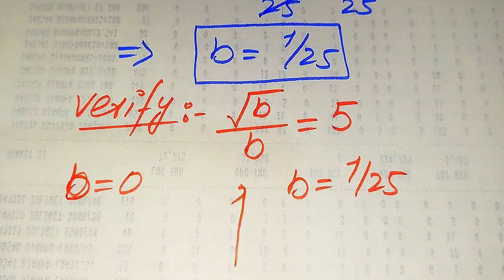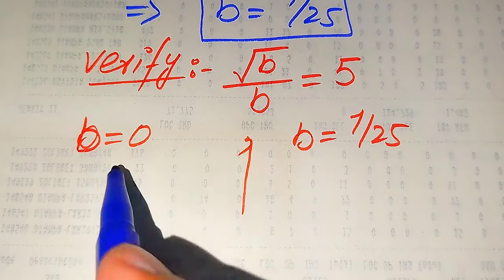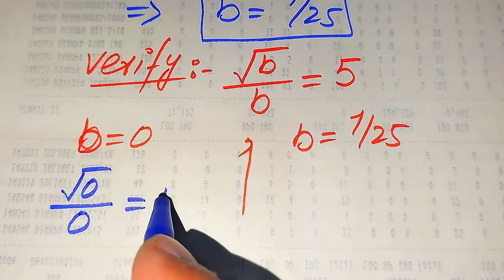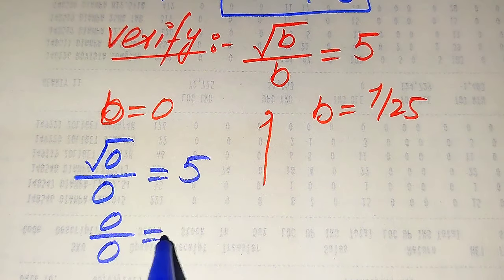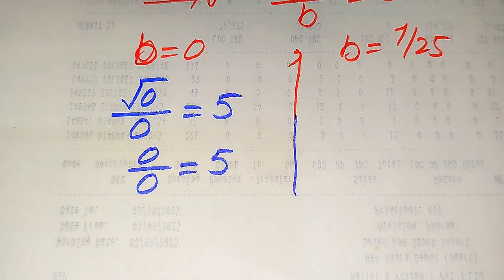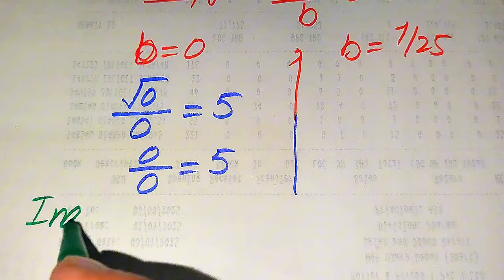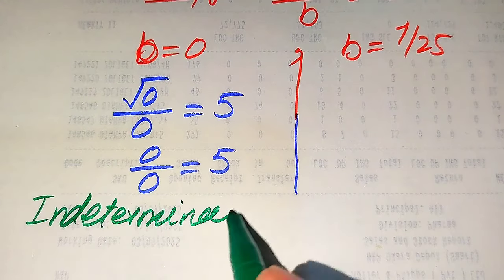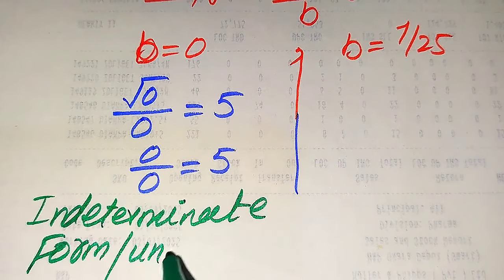So we verify both of these two values one by one. When we substitute this value of b into the left hand side, it becomes square root of 0 divided by 0 is equal to 5. So we have 0 divided by 0 equals 5, and 0 divided by 0 is usually called the indeterminate form, or in other words, we just say that it is undefined.